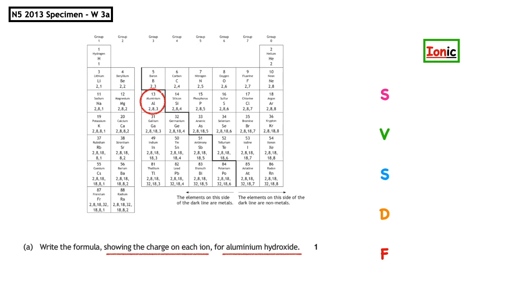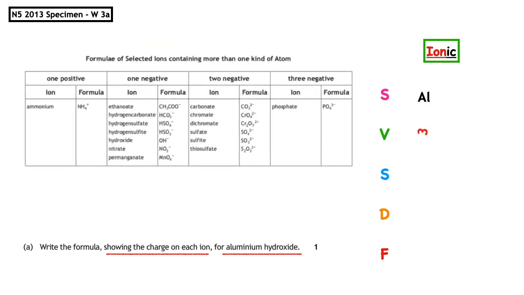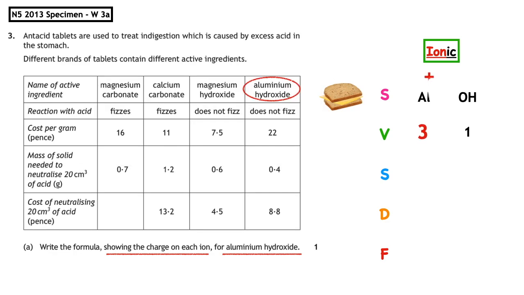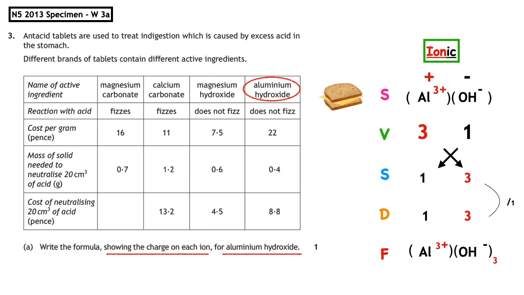The symbol for aluminium is Al, valency 3. The hydroxide ion is OH, with a valency of 1. Metals always form positive ions, so therefore the charge on the aluminium will be 3 positive. We must keep that in a bracket. The charge on the hydroxide will be negative, and we must keep that in a bracket. Swap the valencies over. Highest number they can both be divided by is 1. So the ionic formula we have is Al 3 plus, bracket, OH minus, close bracket, 3.